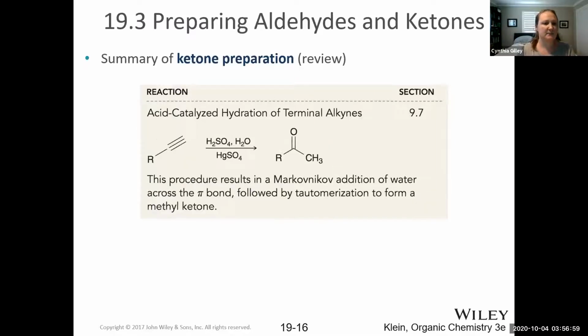We can also produce a methyl ketone from a terminal alkyne using acid catalyzed hydration conditions with mercury sulfate as a catalyst. This again was initially introduced in chapter 9, which is the reactions of alkynes chapter. It can also be thought of as a Markovnikov hydration of the alkyne to produce an enol that tautomerizes to a methyl ketone.